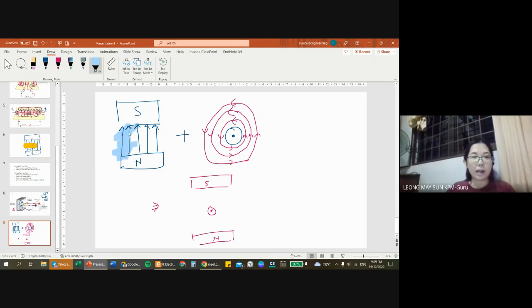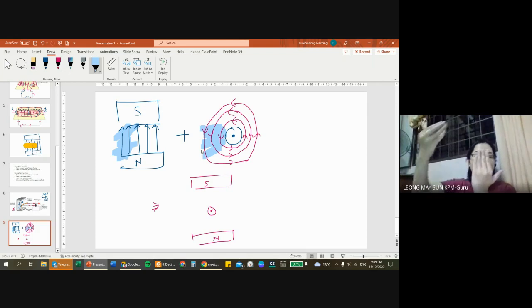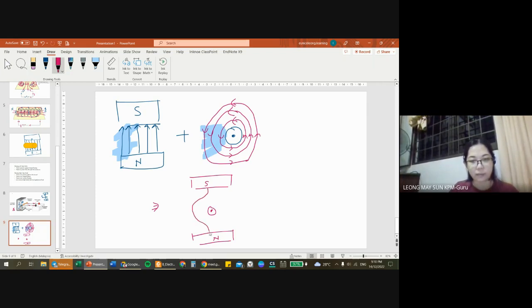Over on the left hand side, the permanent one is pointing upwards, but on the left hand side of the wire, it's going downwards. They are going against each other. The permanent one is going up, but the temporary one from the wire's magnetic field is pointing downwards. So they are going against each other. When that happens, they will move further away. It will move further away like this.